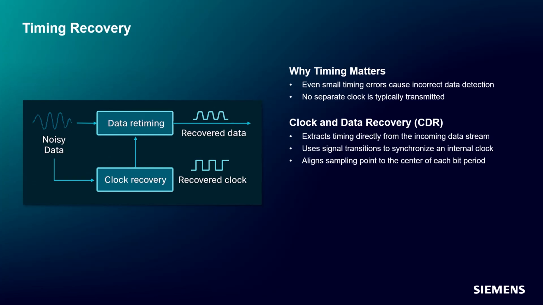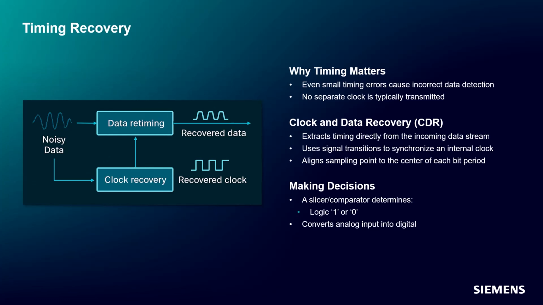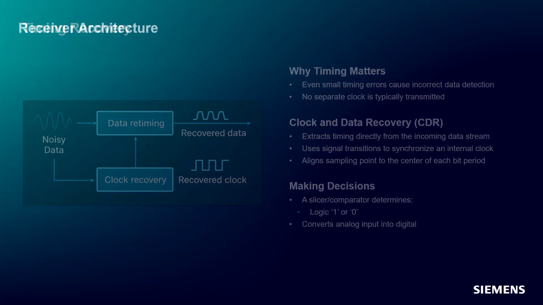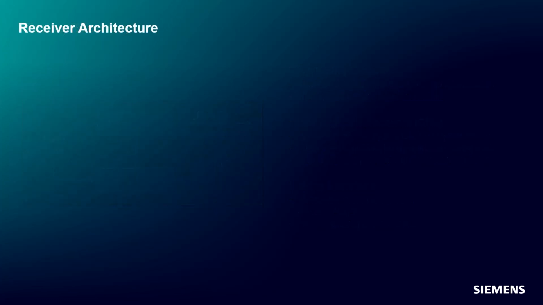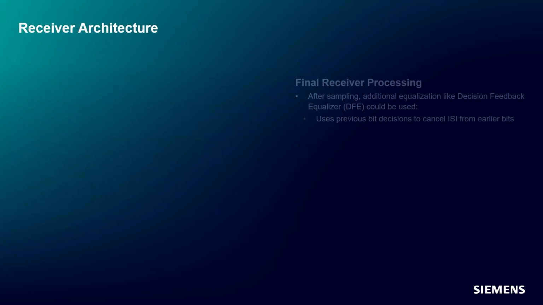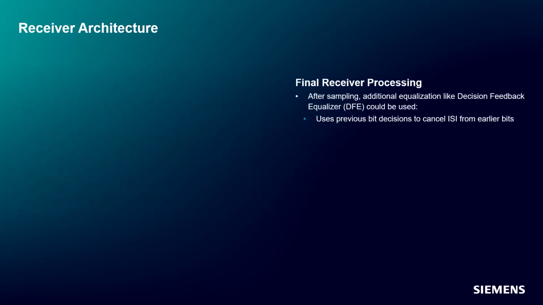Once the receiver has both the signal and the timing, it can begin making decisions. This is typically done using a slicer or comparator that determines whether the signal at a given sampling instant corresponds to a logical one or zero. In many receivers, additional equalization techniques are applied after sampling. For example, a decision feedback equalizer, or DFE, uses previous bit decisions to cancel out ISI from earlier bits.